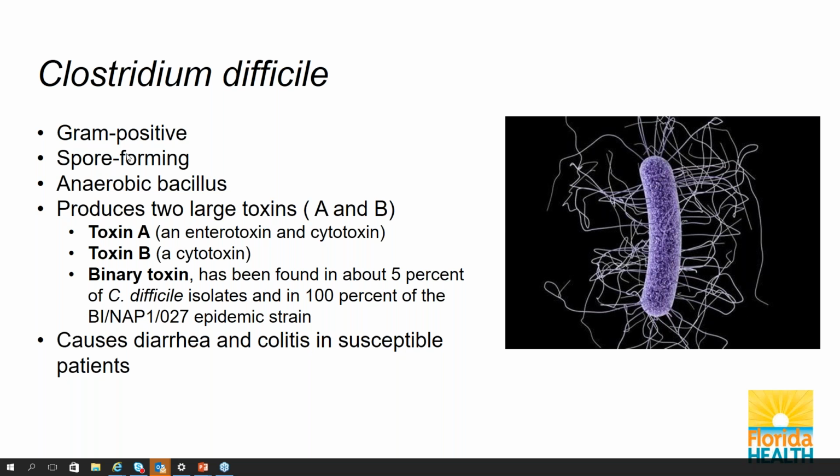which is the one that we're dealing with down here, the NAP 10227, produces high levels of toxins A and B, and they also possess that third binary toxin, which is highly resistant to fluoroquinolone antibiotics and has spread widely throughout North America and Europe with associated high mortality and morbidity.